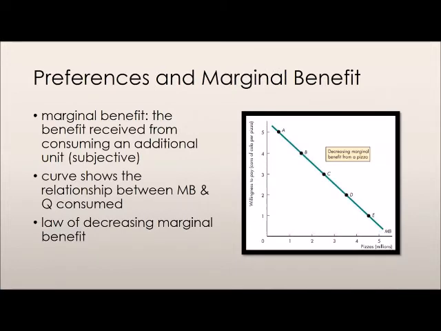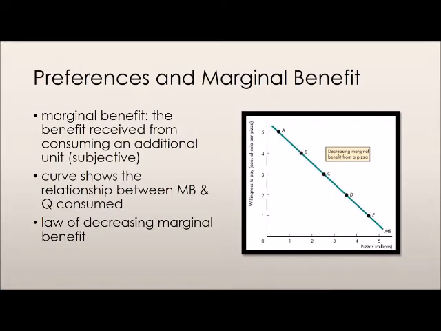I mentioned the word benefit before, and I will now expand a little bit more on this concept. Marginal benefit is defined as the benefit received from consuming an additional unit of a good. Benefit is subjective because people's own personal preferences affect the benefit they receive from consuming an additional unit of a good. The marginal benefit curve on the right shows the relationship between the benefit received per unit of pizza consumed and the number of units of pizza consumed.